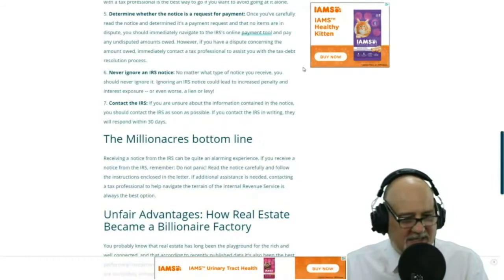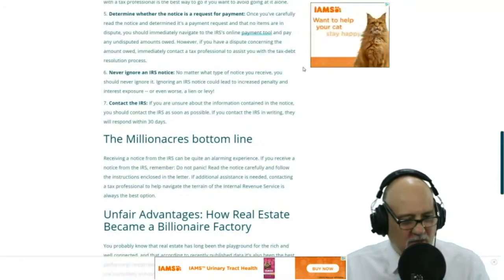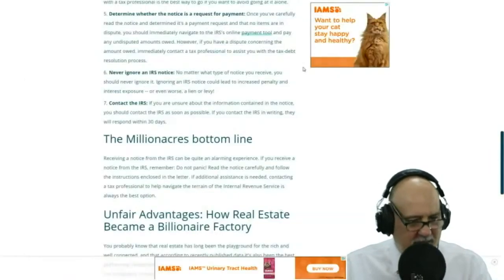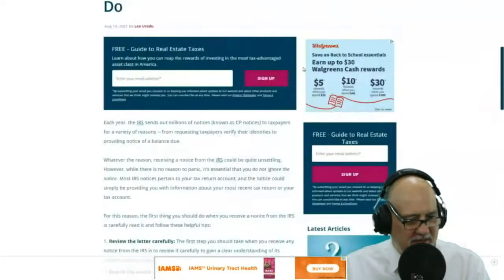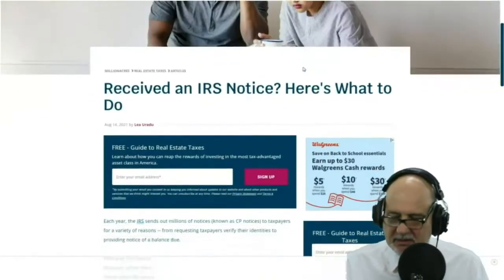And then 7, contact the IRS. You know, it's funny that the previous one said don't call the IRS. Do remember there is usually no need to call the IRS. And then this one, of course, is from the IRS. This other one's from another website, Million Acres, I think it is. And they wrote this article based on the email that I told you about, that I received.